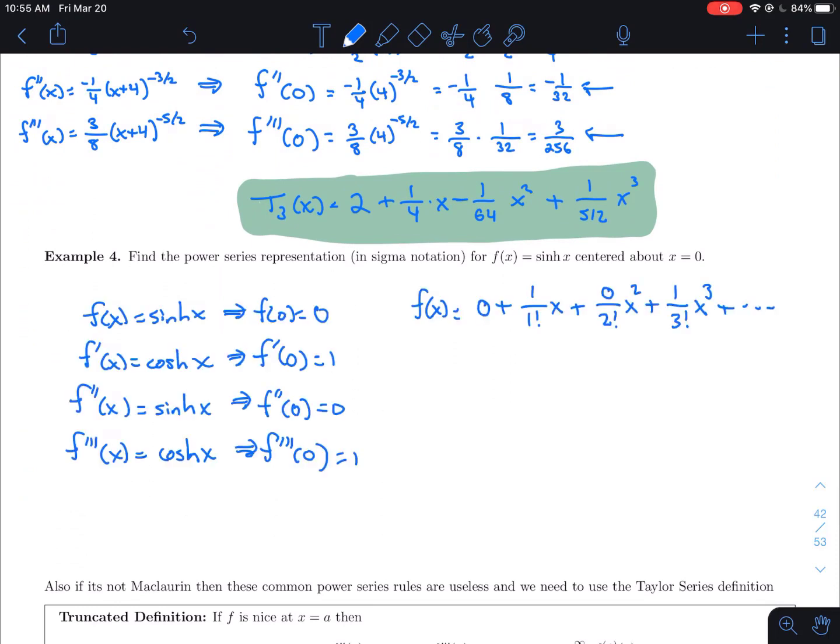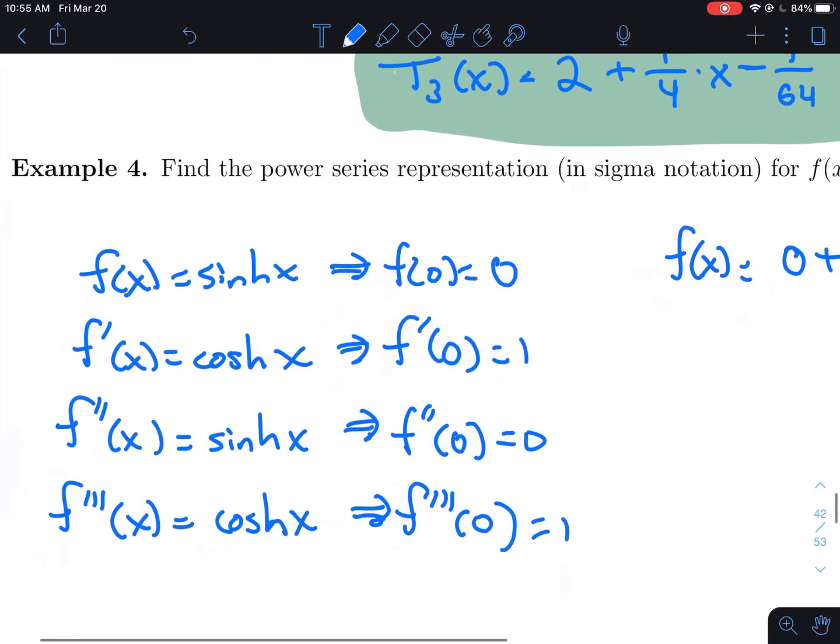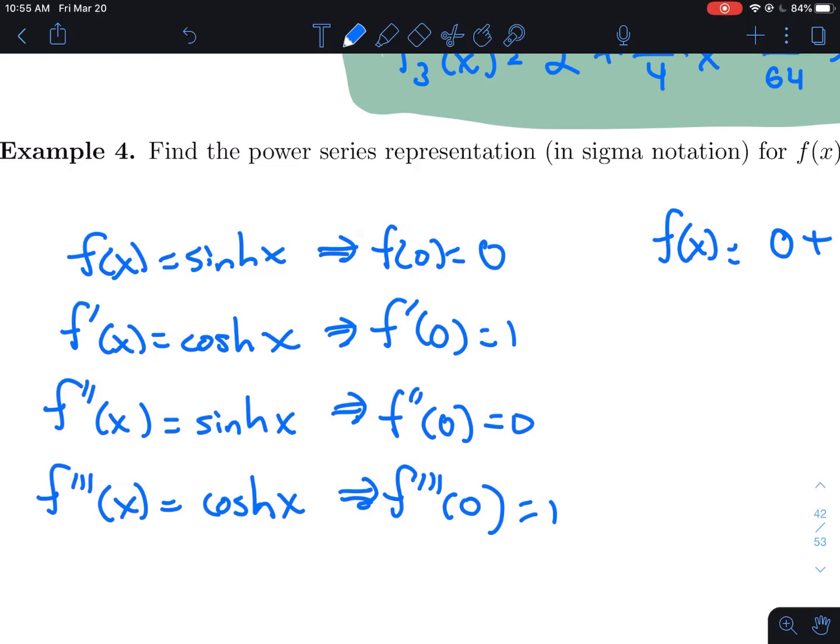All right, so this is how far I've made it so far. I've taken derivatives of hyperbolic sine, and I've plugged in 0, because it says that we're centered about x equals 0. So I've done all this. I got 0, 1, 0, 1, rather boring, right?